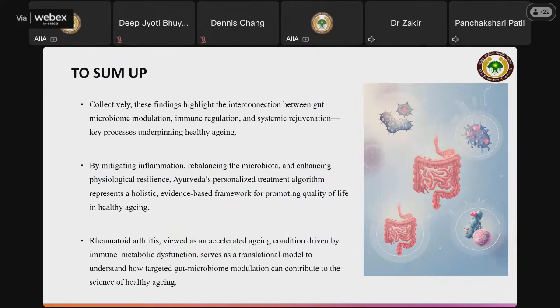To sum up, collectively these findings highlight the interconnection between gut microbiome modulation, immune regulation, and systemic regeneration, the key processes underpinning healthy aging. By mitigating inflammation, rebalancing microbiota, and enhancing physiological resilience, Ayurveda's personalized treatment algorithm represents a holistic, evidence-based framework in promoting quality of life in healthy aging. Rheumatoid arthritis, viewed as an accelerated aging condition driven by immune-metabolic dysfunction, serves as a translational model to understand how targeted gut microbiome modulation can contribute to signs of healthy aging.